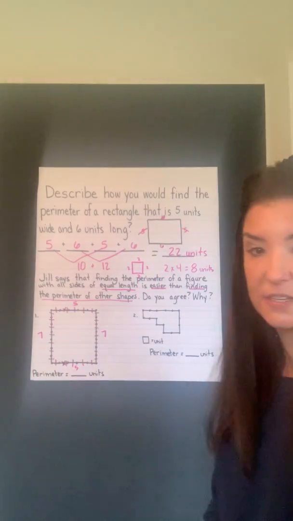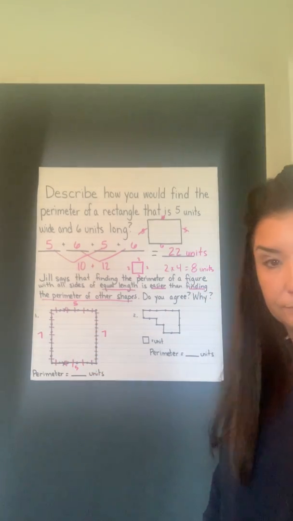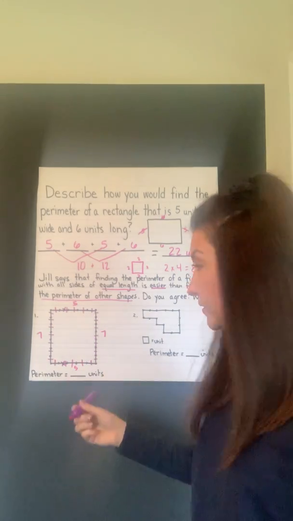Okay, so what is the perimeter of this figure? We have 7 doubled plus 5 doubled. And if it's easier and you want to write it out and say what's 7 plus 5 plus 7 plus 5, you can do that.